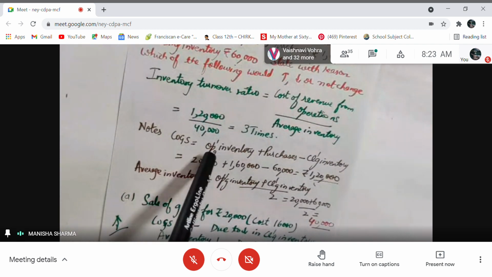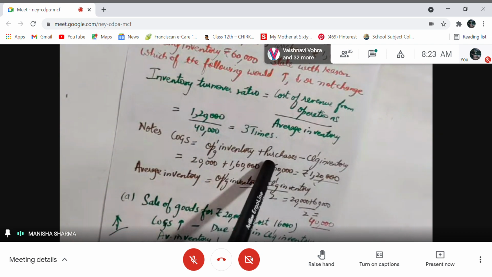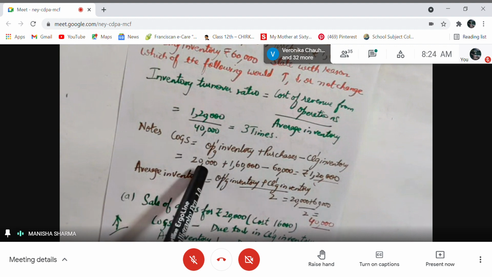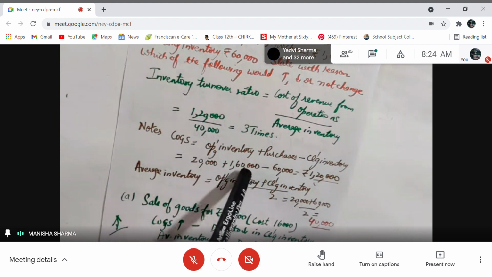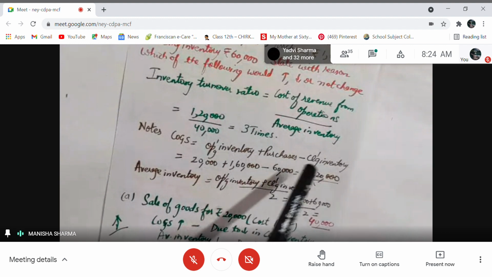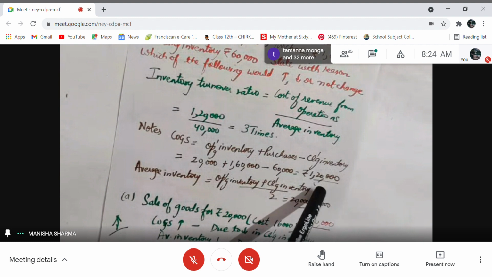You will write COGS is equal to opening inventory plus purchases minus closing inventory. Direct expenses are not there, so I will ignore direct expenses. Opening inventory is given 20,000. Purchases are given 1,60,000. Closing inventory is given 60,000, minus 60,000. So I get COGS as 1,20,000.